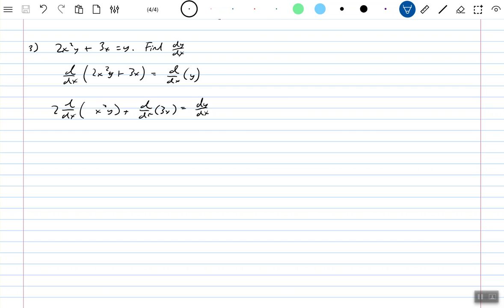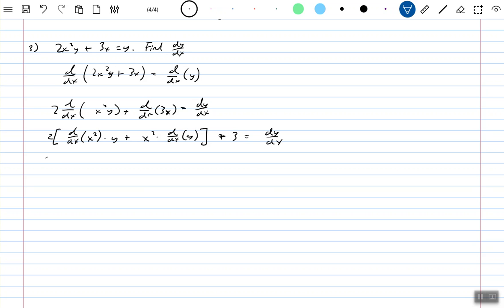Y is a function of x. So we have x squared times a function of x, a product of functions of x, so the product rule. So this is equal to 2 times the derivative of the first times the second plus the first times the derivative of the second. And so that's it. Derivative of the first times the second plus the first times the derivative of the second, plus d/dx of 3x. Well, what's the derivative of 3x? That's just equal to 3. And that's all equal to dy over dx.